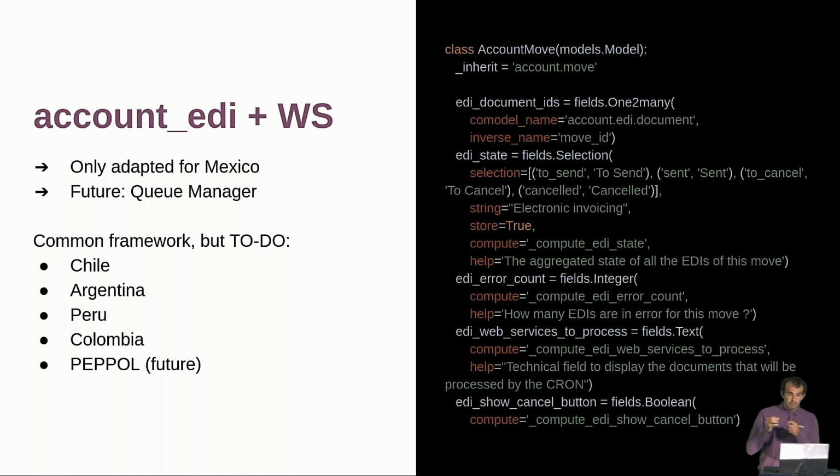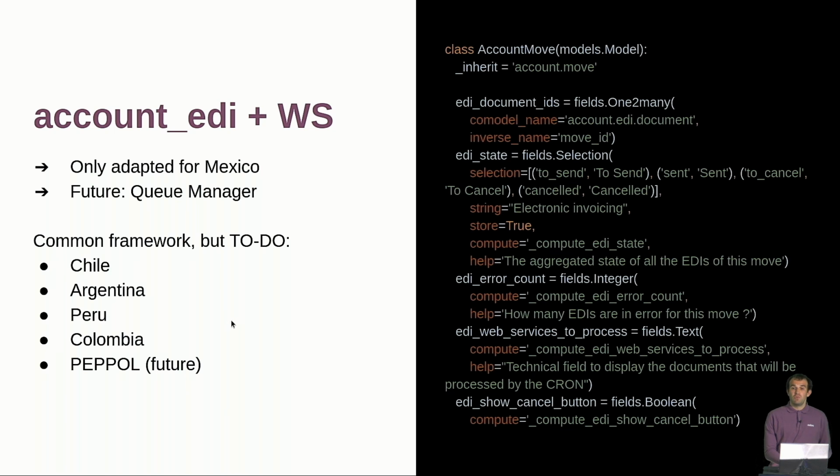That's why we are thinking about a job queue, a queue manager that allows putting different jobs in there and tries to process them as fast as possible. So this account EDI module is up for improvement in V15.